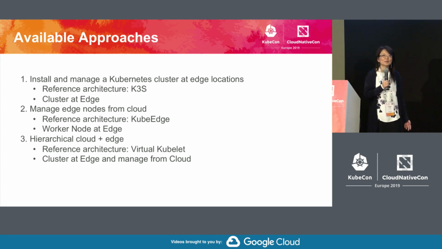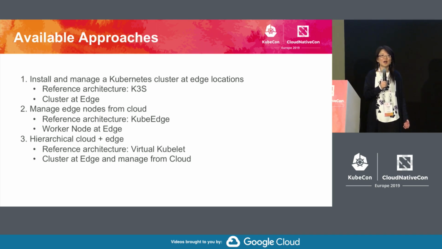The second reference architecture is KubeEdge, which is the one I'm currently leading. The concept for KubeEdge is your control plane is at the cloud, but your worker node is at the edge. So with it, you can have a single pane of glass. Then you can manage all your resources. That's the second one. How about the third one?